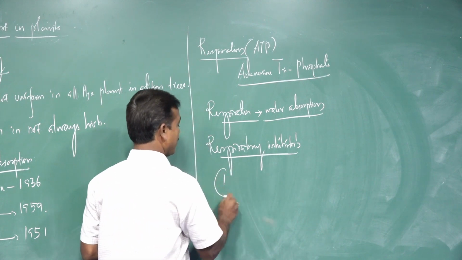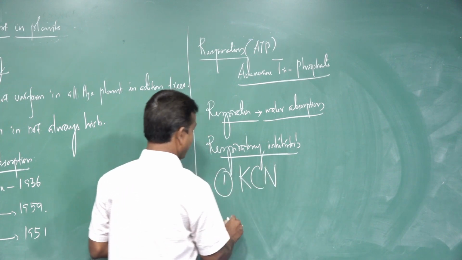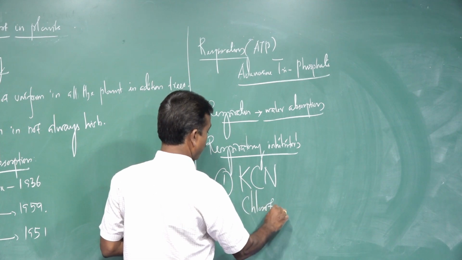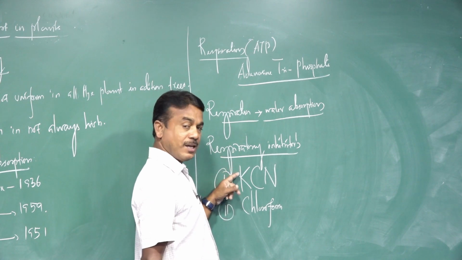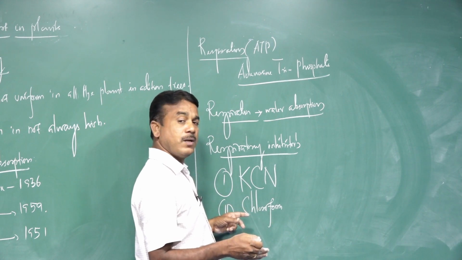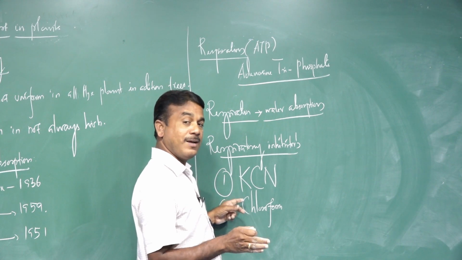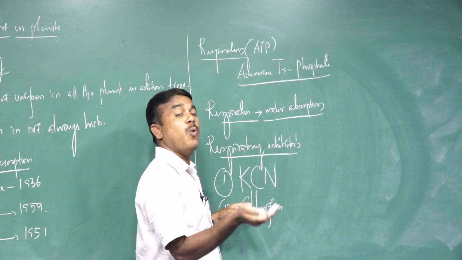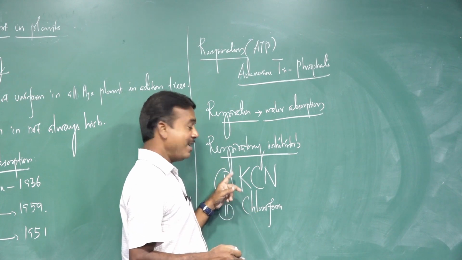One is commonly called KCN. The second one is commonly called chloroform. Those two are commonly called respiratory inhibitors. These two can be applied on the leaves. The substance is responsible for reducing the rate of respiration but increasing the rate of absorption. That's why the plant can uptake more water when respiratory inhibitors, namely KCN and chloroform, are applied.